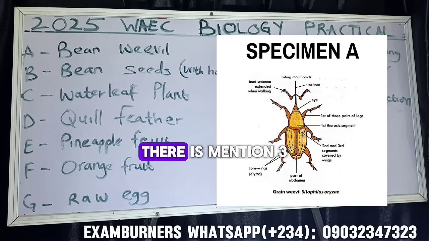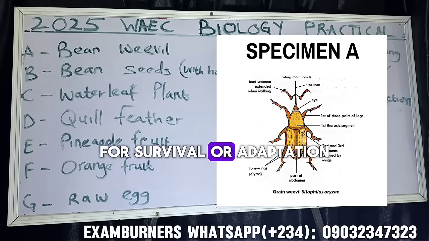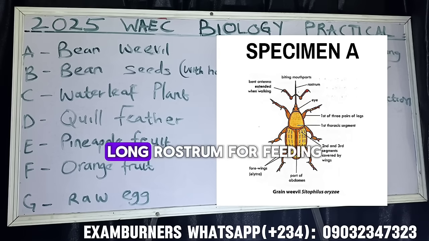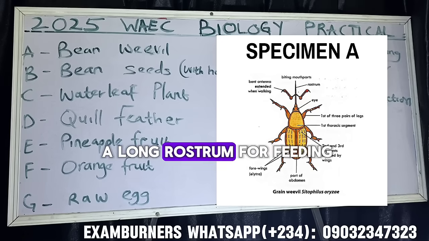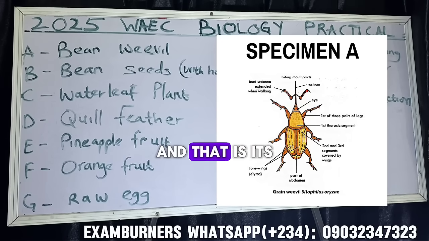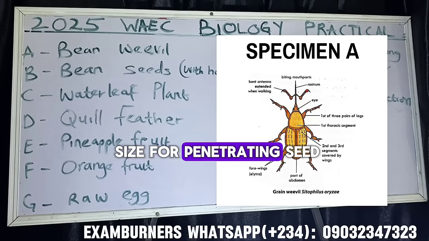Another question you can have there is: mention 3 adaptive features of A to its mode of life. How does A adapt for survival? The first answer is long rostrum for feeding. Specimen A has a long rostrum for feeding. The rostrum is the feeding part of the bean weevil, and that is its adaptation for feeding. Small body size for penetrating seed.